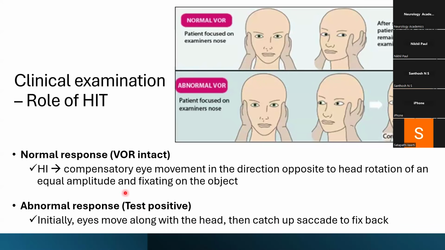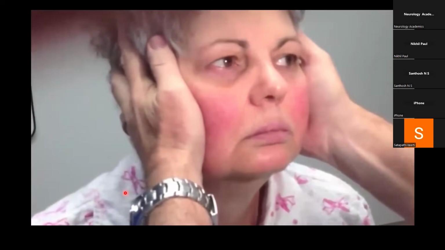In an abnormal response, initially the eyes will move towards the direction I changed the head, followed by a catch-up saccade. So this is evident in this video. Here, when I turn the head to the right side, the gaze does not appear to change. But when I turn to the left, you can see there's a catch-up saccade to make the gaze fix onto the nose. So this is a peripheral vertigo, a peripheral condition, abnormal head impulse.